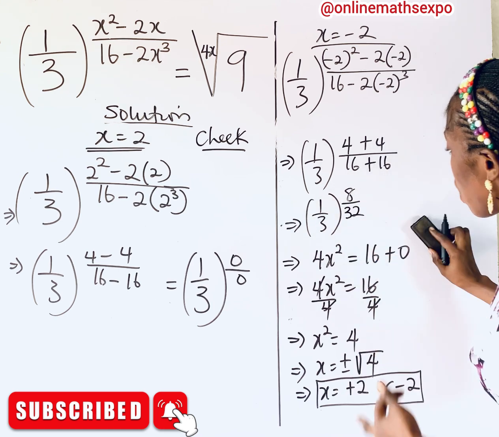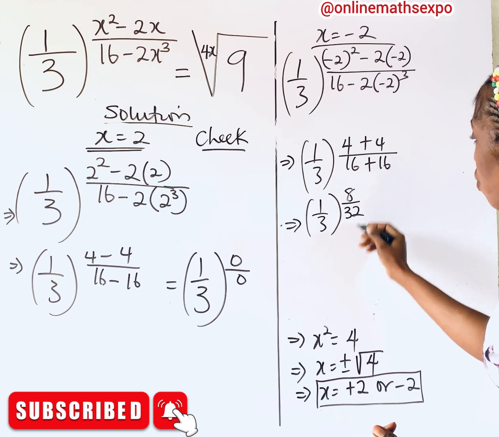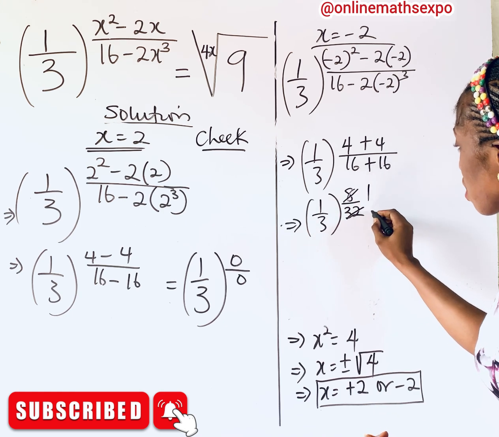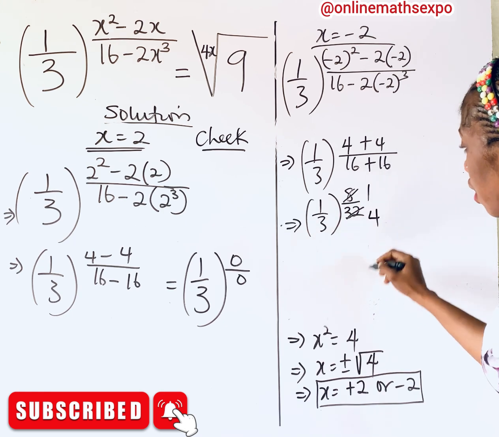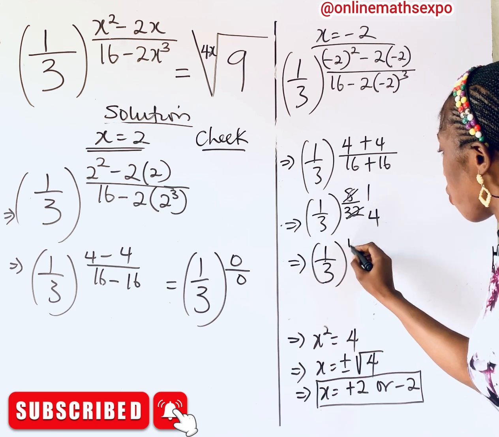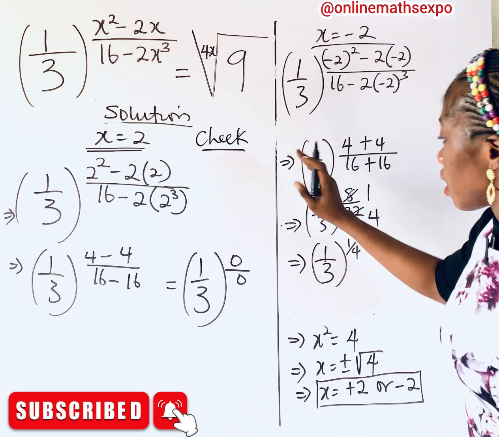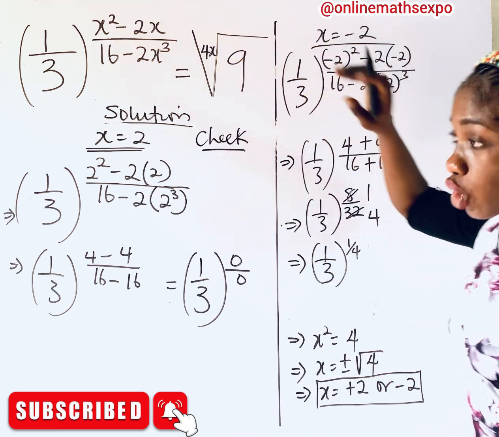Did you see that? So what do you do now? At this point, you can reduce it. Here is 1 and here we are going to have 4. So it means we have 1/3 raised to power 1/4. We have gotten a solution, but let's be sure that this left side is equal to the right side.